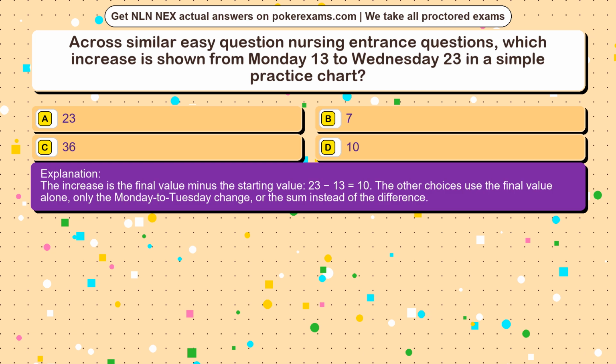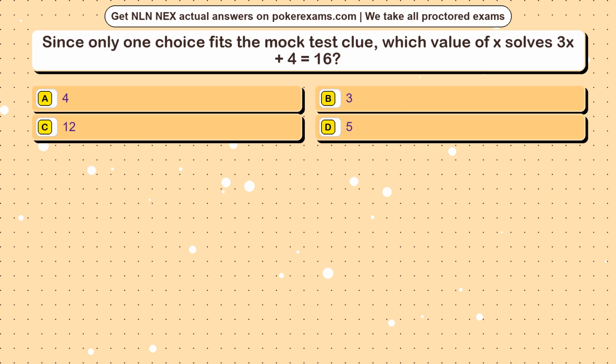Question 21. Since only one choice fits the mock test clue, which value of x solves 3x plus 4 equals 16? Option A, 4. Option B, 3. Option C, 12. Option D, 5.